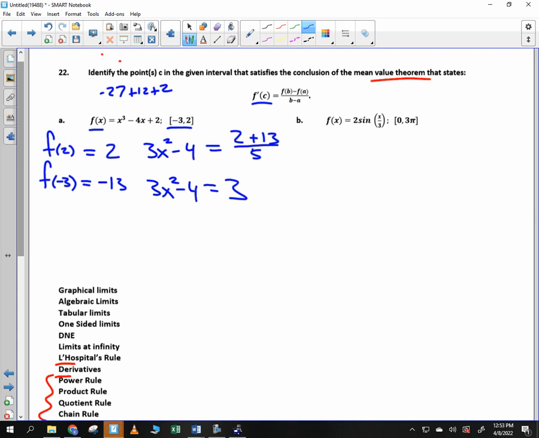So how do I solve this? Yeah, 3x squared is equal to 7, so x squared equals 7/3. x equals plus or minus the root of 7/3. So is there one solution, two solutions, or no solutions?